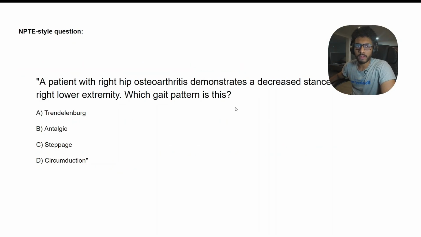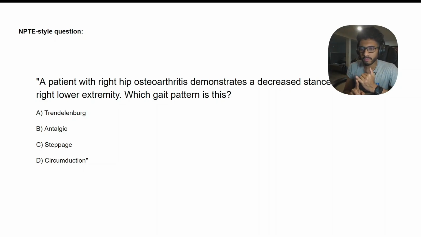So we are looking at a question here. A patient with right hip osteoarthritis demonstrated decreased stance times on the right lower extremity. Which gait pattern is this? So the patient has right hip osteoarthritis. There can be pain with osteoarthritis, right? And there is a decreased stance phase. So the stance time that they spend on the right foot is less. So what is the gait pattern there?